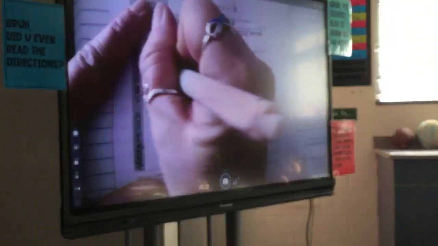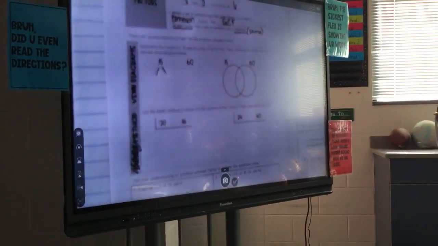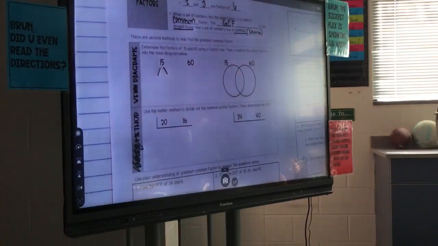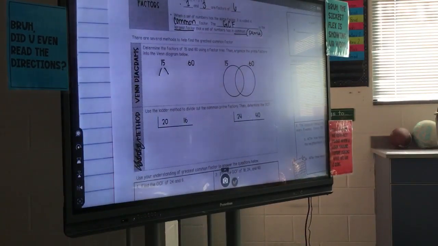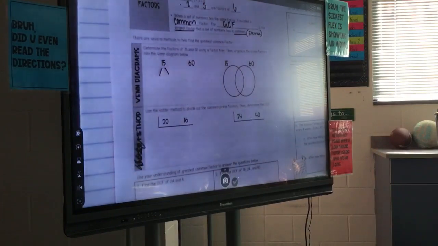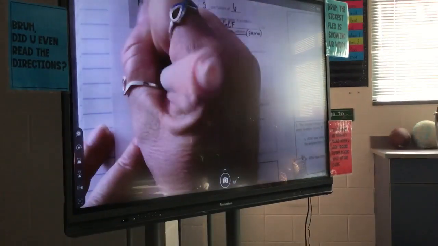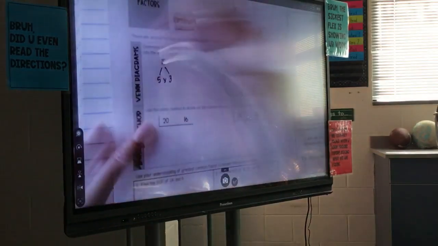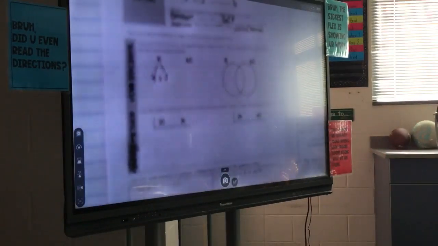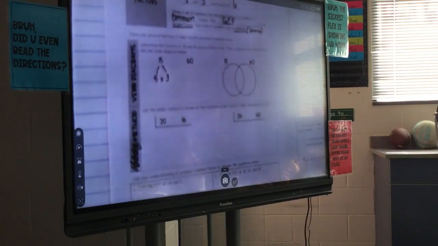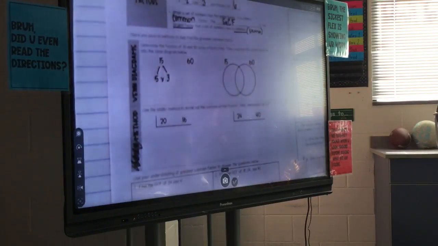So, what are two factors of 15? Like, what two numbers would we multiply together to get 15? So that's what I'm asking when I say, what are two factors? Sincere. 5 and 3. So 5 times 3. Now, is there anything that I can multiply to get 5 other than 1 and 5? No. So that is a prime number.